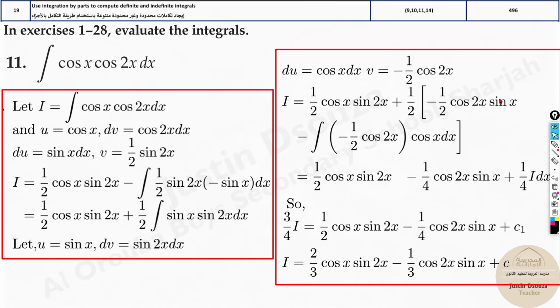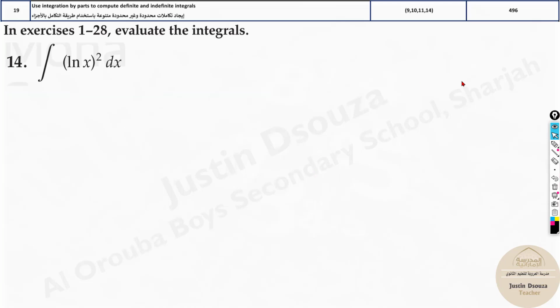Please don't make that mistake. I've done it 2 times now. Please remember there is always plus c, okay? The constant of integration. And the last problem in this topic is the integral of natural logarithm x, the whole squared, dx.